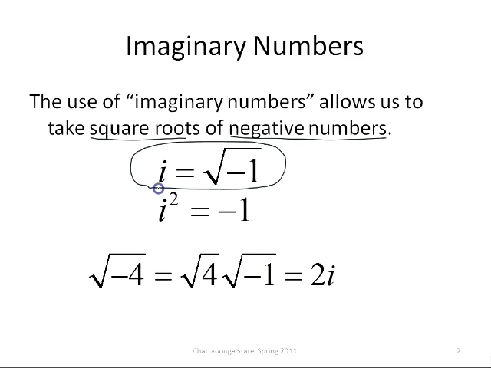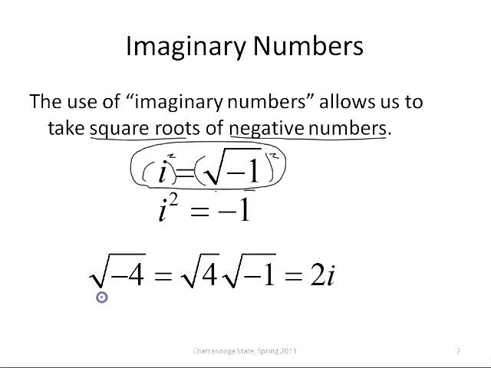This little lowercase i, usually in italics, is actually not a variable, but it is a number. It is an imaginary number that represents the square root of -1. So if i represents the square root of -1, then squaring it will just take away the radical. So i squared will be equal to -1.